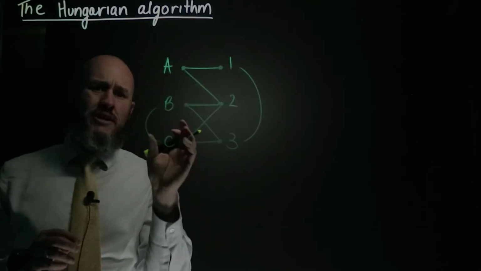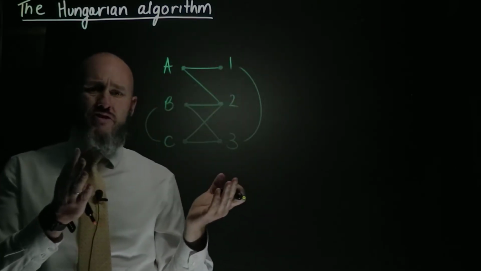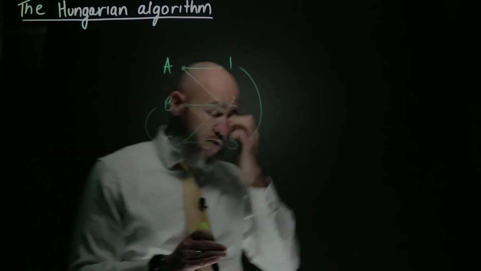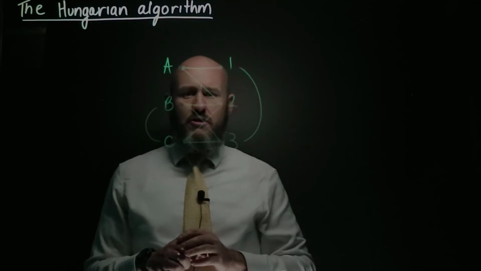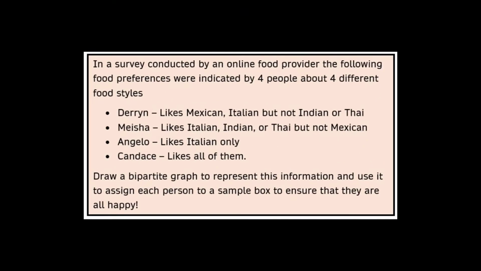So the A, B and C are kept separate from each other, the 1, 2, 3 are kept separate from each other. This is the definition of a bipartite graph. That's what it looks like. So what we're going to do is look at how and where we might use a bipartite graph, and I'm going to show you a particular example now, which will be coming up on your screen.